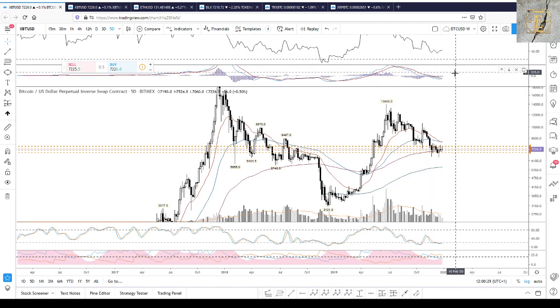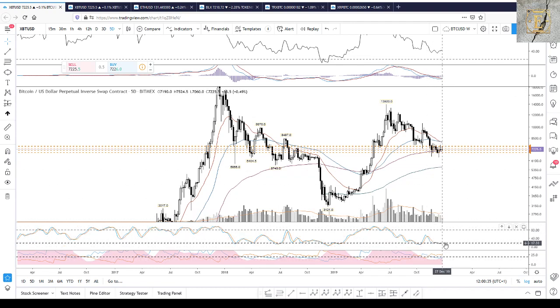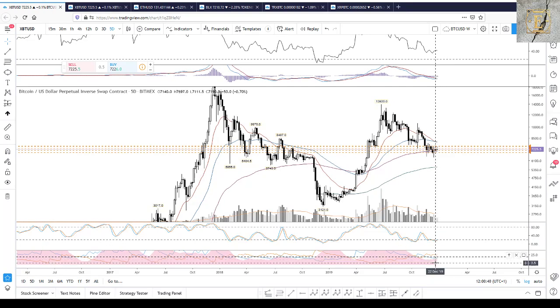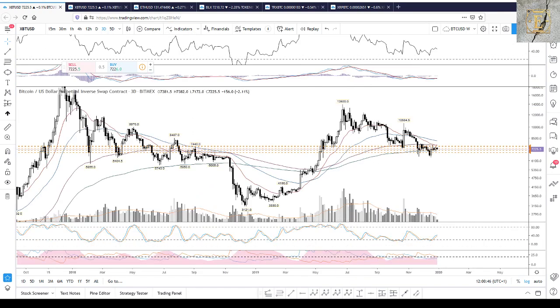side, because of the support on the EMA, because of the volume, because of the stochastic, and these are only alarms and not big bearish signs. Okay, let's move to 3-day in order to do it faster.